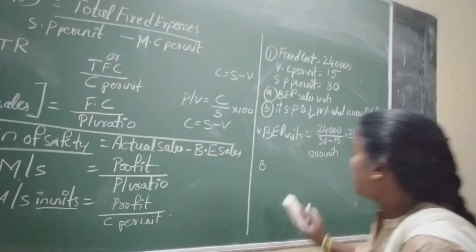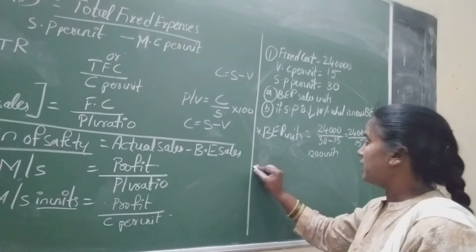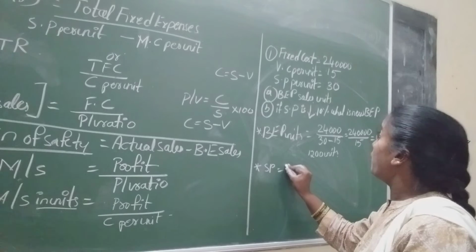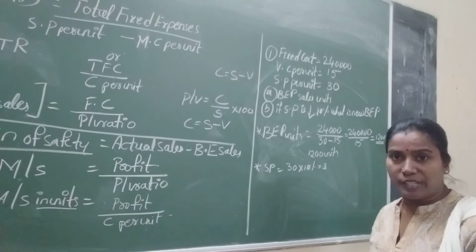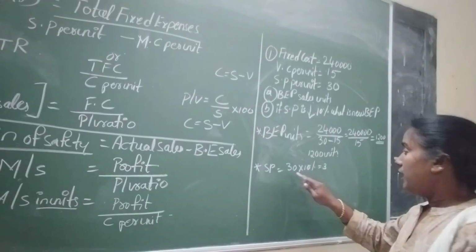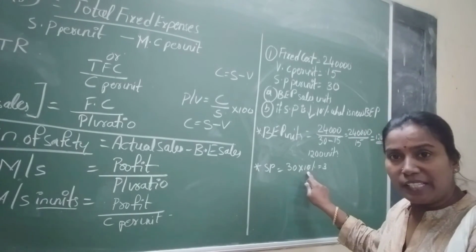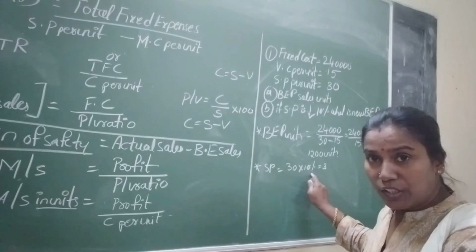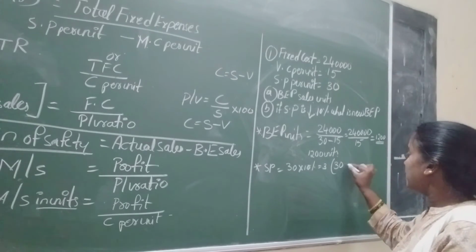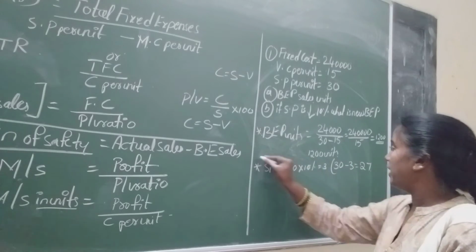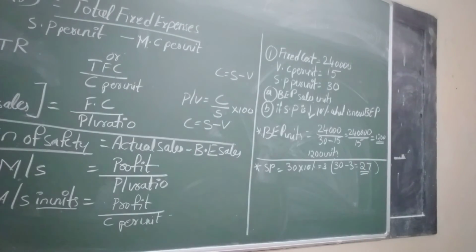Next, break even sales is asked, but sales we can calculate differently because the number of units is not given here. Next, I am calculating the BEP when the selling price is decreased by 10%. Selling price is 30 rupees, and 10% of it is 3 rupees. So 30 minus 3 gives 27. So 27 rupees is the new selling price.